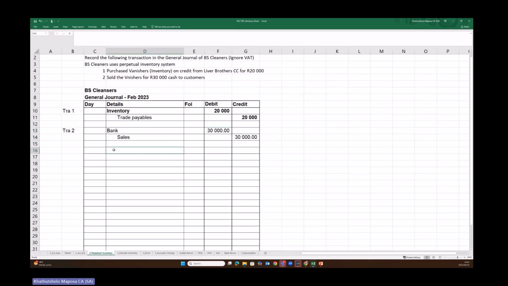I'm just not sure if cost of sales is going to be the same amount or if we have to calculate the cost of sales. Oh, sorry. And I think we didn't mention that. But on a normal question, we will tell you how much the inventory cost. But now we'll assume that it is the same inventory that we just bought. We bought it for 20,000 and we're selling for 30,000.